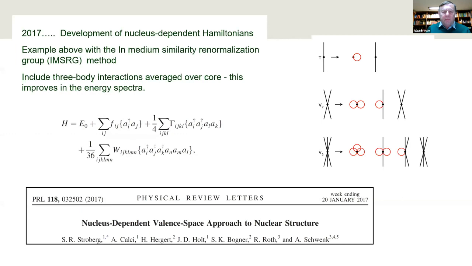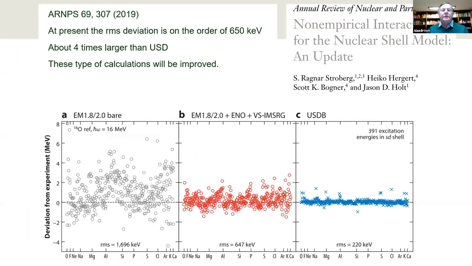And that's the first paper they did, and the second paper actually shows a little bit more of what the issues are here. So these are non-empirical. Ours are empirical because they're tuned to experiment. These are non-empirical because they're completely non-tuned. They're completely ab initio.